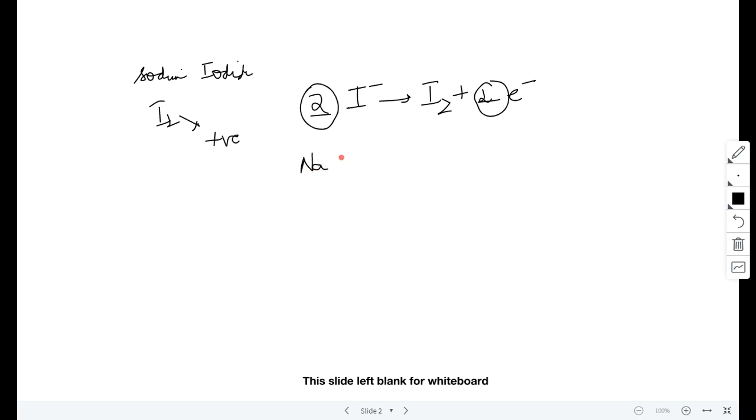Sodium iodide solution is electrolyzed. What is formed at the negative electrode when iodide solution is electrolyzed? Explain why. What will be formed at the negative electrode?